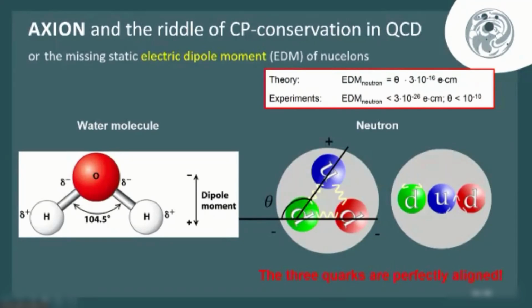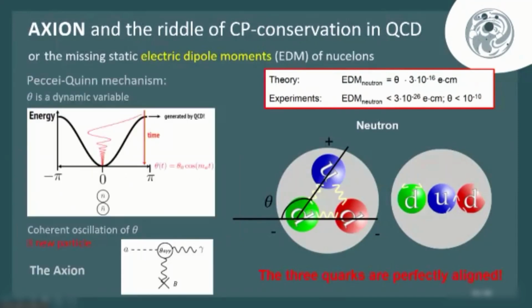It's odd that Wikipedia is wrong, that the physicists are wrong in their textbooks, and it's odd that nature has chosen this specific angle. And this is what we call the CP conservation problem. How do we explain this problem? Well, physicists are always creative. They come up with crazy ideas.